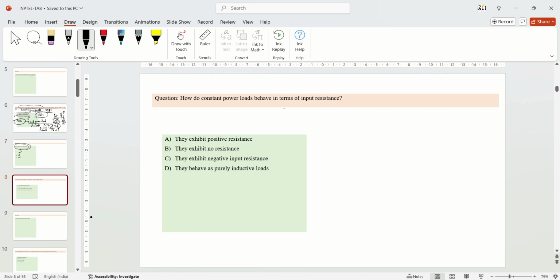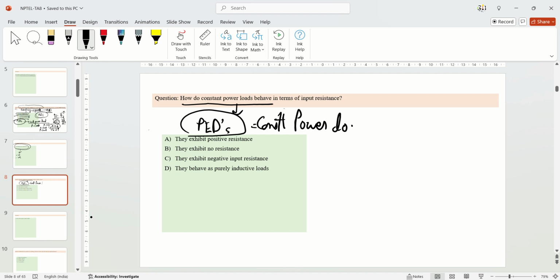So here is one question related to that. Suppose your power electronic devices are behaving as constant power loads. In terms of the input impedance, Z input, what behavior can they show? There are four options I have given. Let me know which option is correct. Just use the behavior of Z as V by I, because impedance is simply V by I.